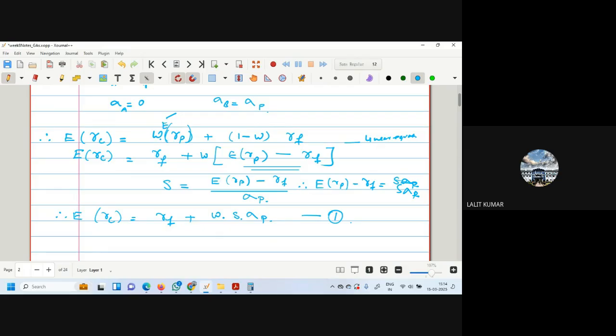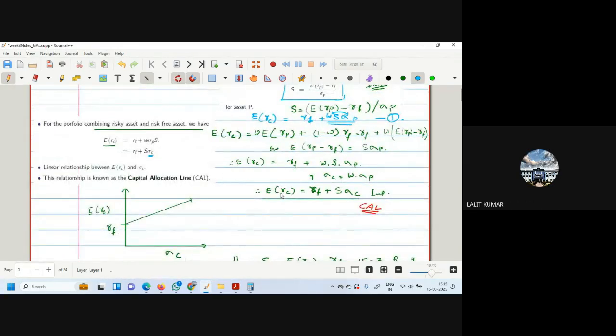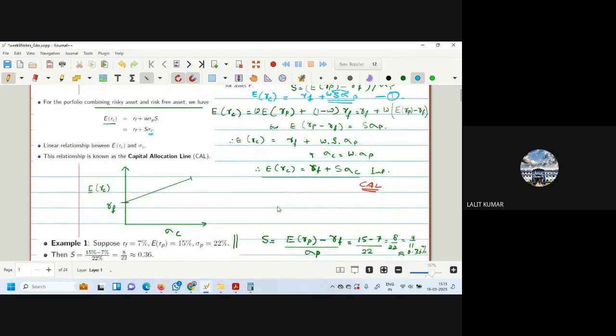Now your total standard deviation sigma C is equal to W into sigma P. Therefore, you can write ERC is equal to RF plus S into sigma C. This is the final equation you get. And this final equation is also known as the CAL.